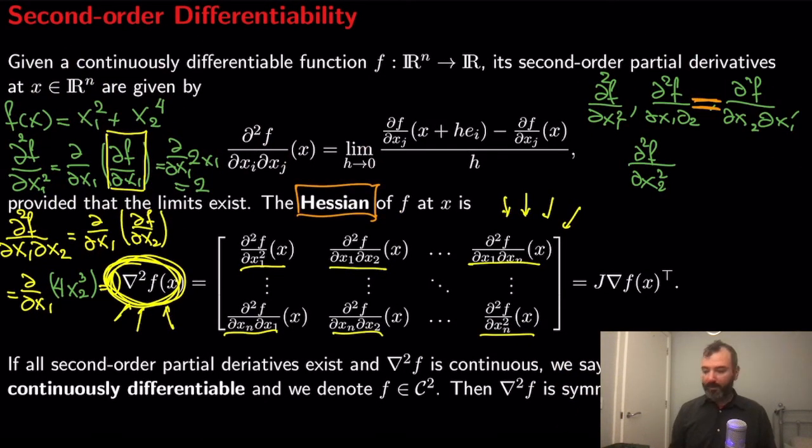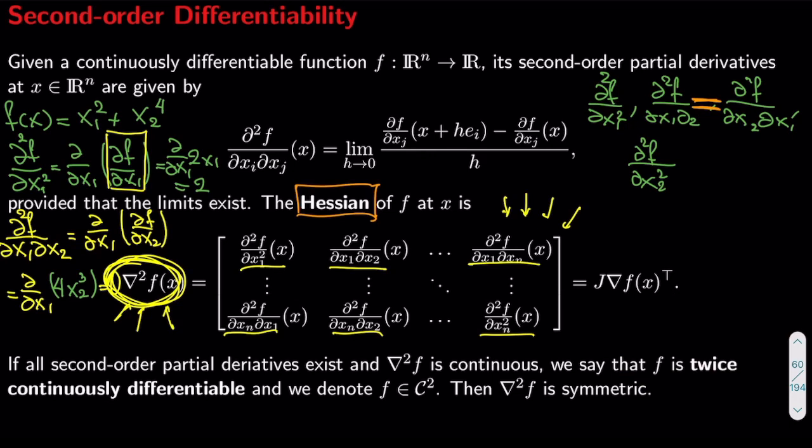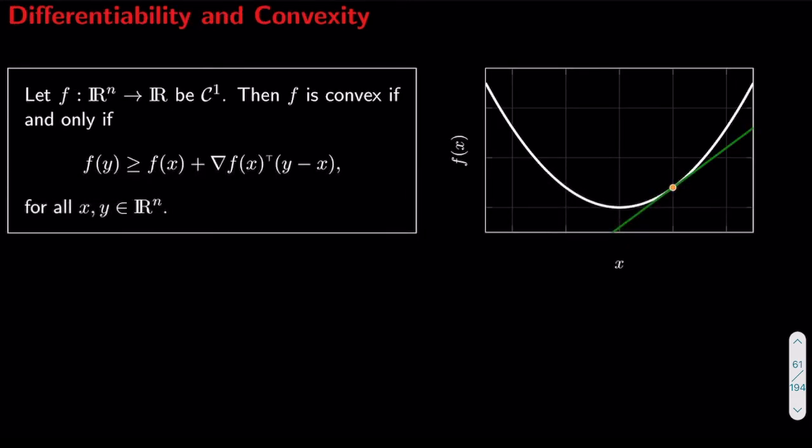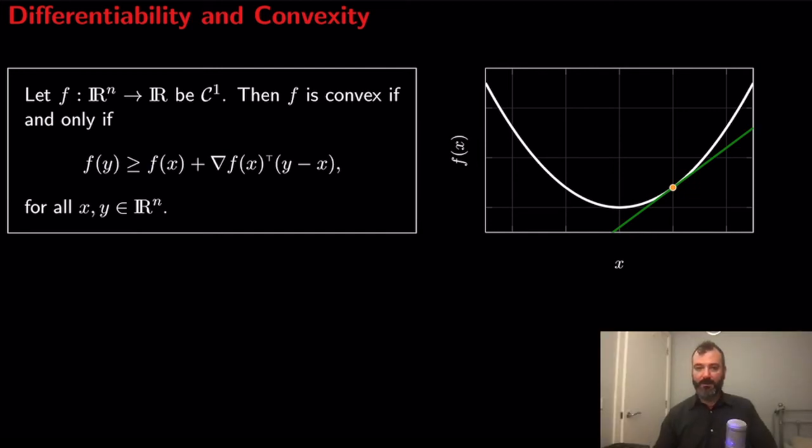And then the same, up to the second derivative with respect to xn. And likewise, we can talk about twice continuously differentiable functions. If all second order partial derivatives exist and my Hessian function is continuous, then we say that f is twice continuously differentiable. Also, in that case, the Hessian is a symmetric matrix. The Hessian is a matrix. The gradient is a vector.